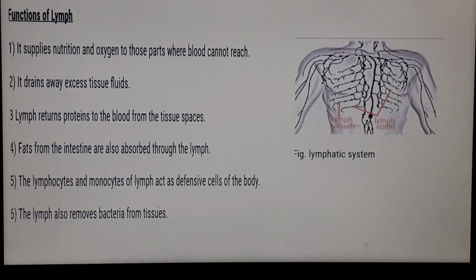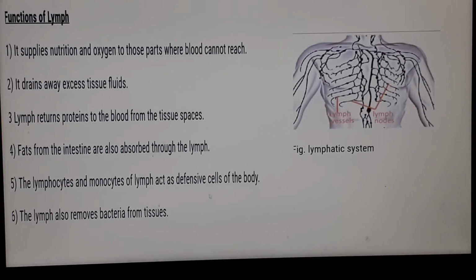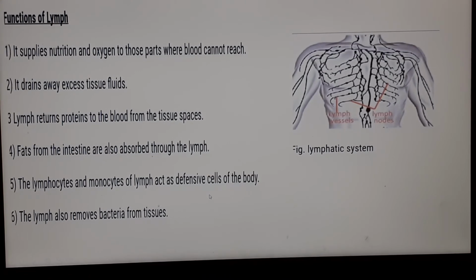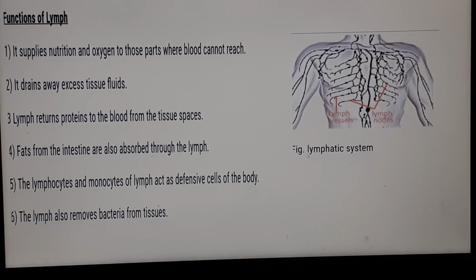Then lymphocytes and monocytes of the lymph act as defensive cells of the body. Then lymph also removes bacteria from tissues, the same way the WBC acts. This is said to be the lymphatic system. This is not in our book, but I am giving you for your better understanding.